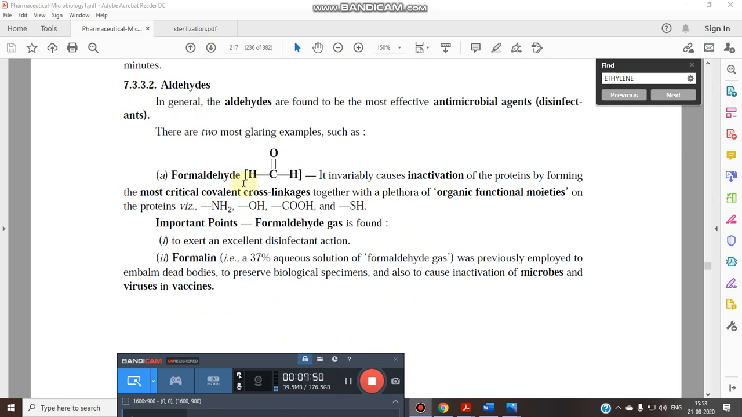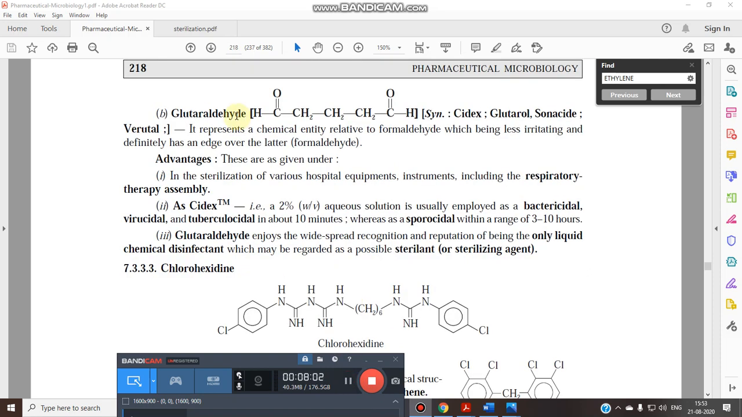Next one is the HCHO, that is the formaldehyde. What does it cause? It causes the inactivation of the protein. And yes, it is used for inactivation of microbes and viruses in different vaccines also. This is glutaraldehyde.